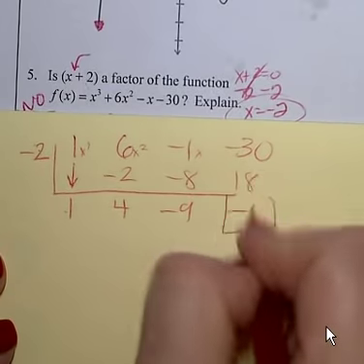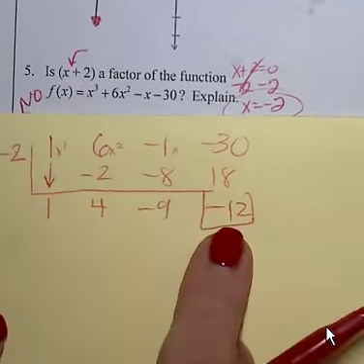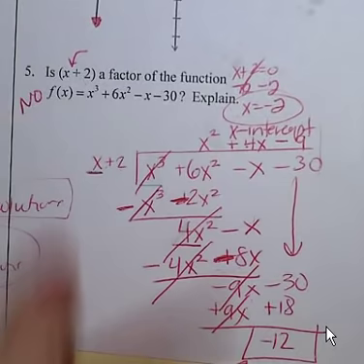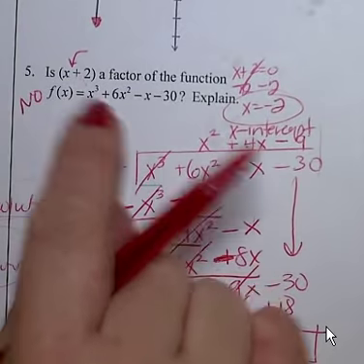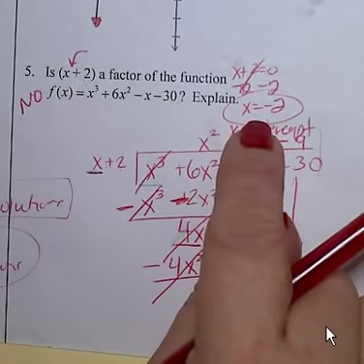And in both cases, does everybody see what the remainder is in both cases? Because that remainder is not 0, it proves to me that x plus 2 is not a factor. That means negative 2 is not an x-intercept of this function.